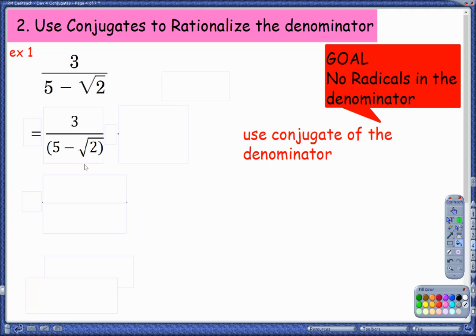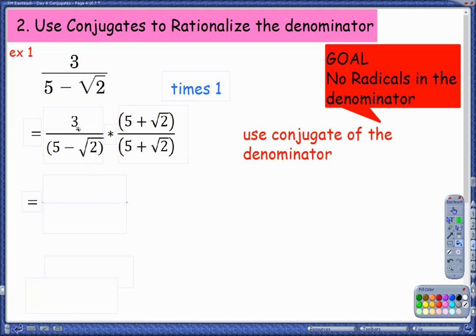Okay, so again, we want to multiply this fraction by 1. But remember that 1 can have the same numerator and denominator. So we're going to use the conjugate of the denominator, which is going to be 5 plus radical 2 over 5 plus radical 2. And now all of a sudden you have all this math you have to do. But if you do this slowly and carefully, you will get to the right answer. So let's do this slowly.